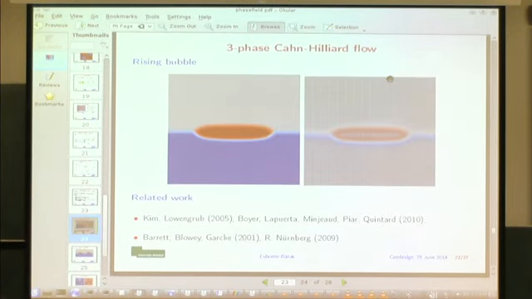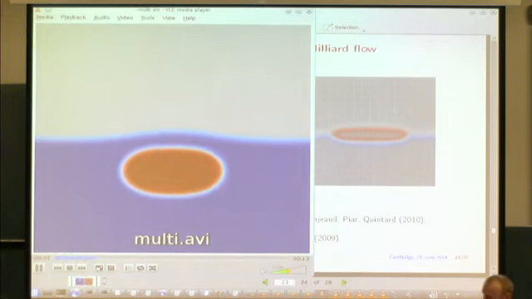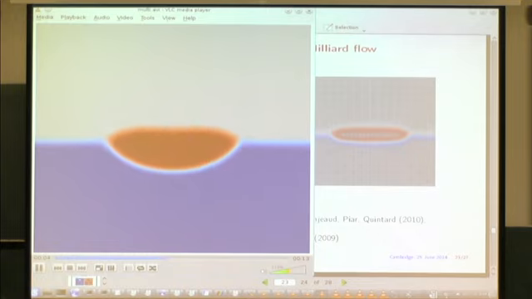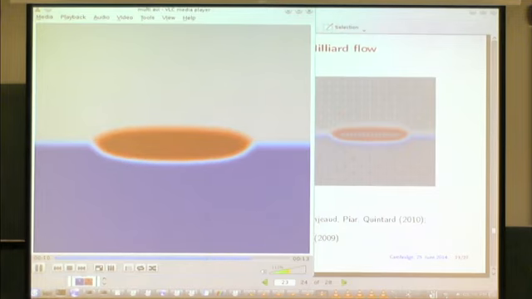Numerical experiments. So here you can see 3 phases. This is a rising bubble. All the phases have different densities. So this is the air, and if you want, this is the oil. It's lighter than the water, so it goes up.